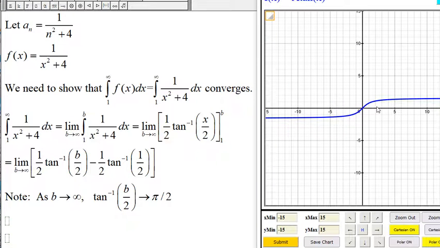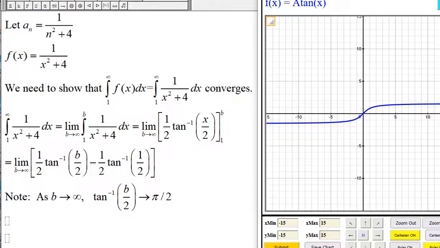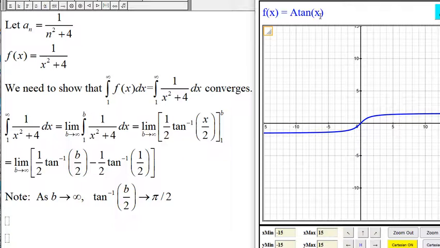This is the graph for f of x equal to tangent inverse of x. And so we can see that as x approaches infinity, f of x approaches pi over 2, or 1.57. So this is the graph y equal to tangent inverse of x, and we can see that as x gets larger and larger, then y approaches pi over 2.